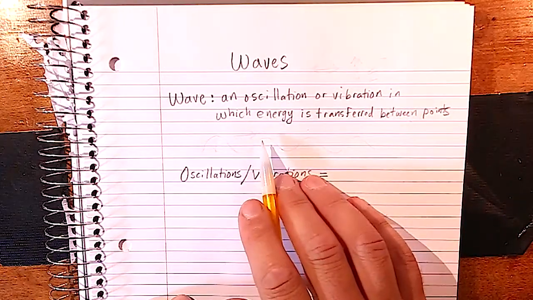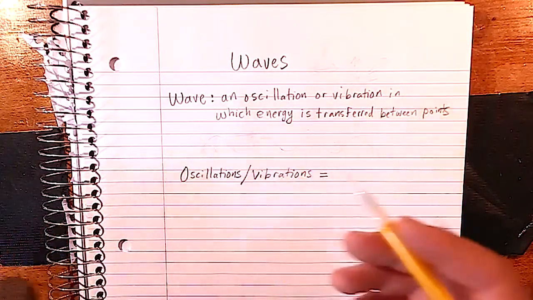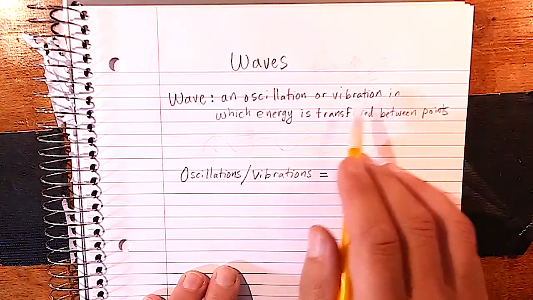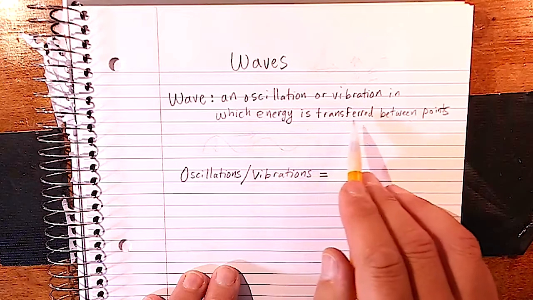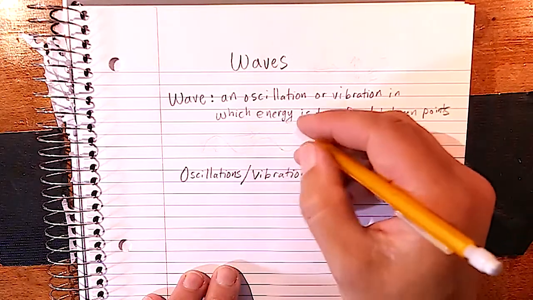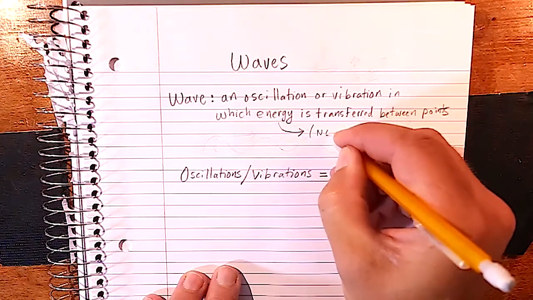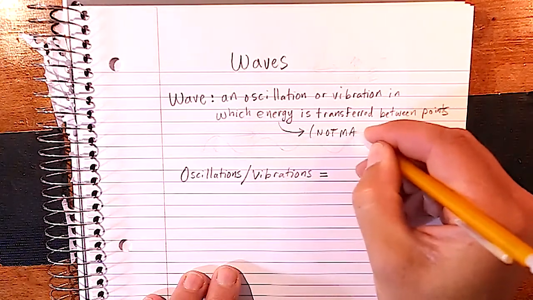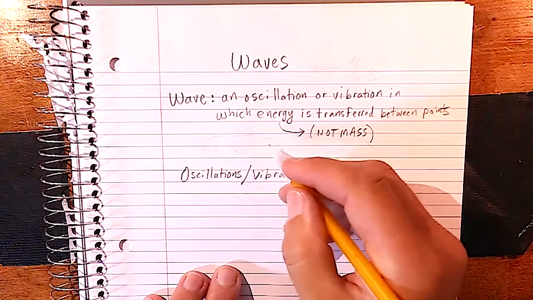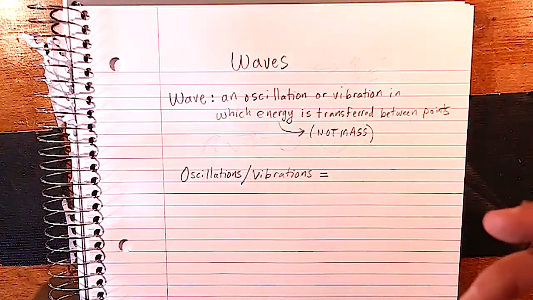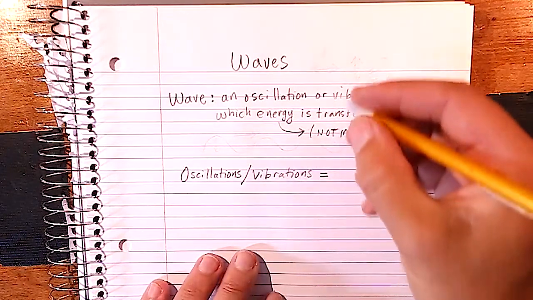So before we talk about waves, we need to define what a wave is. A wave is an oscillation or a vibration in which energy is transferred between points. Now, there's a key point here, which is that energy is transferred but not mass. It's very, very important to know that, okay? So energy is transferred, not mass. And we'll talk about the way that this happens in more detail as we move along here.